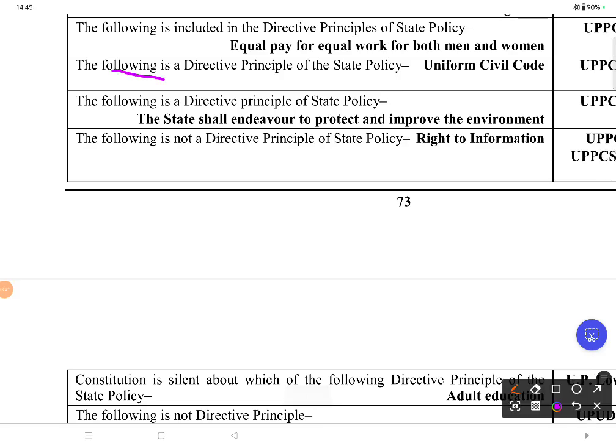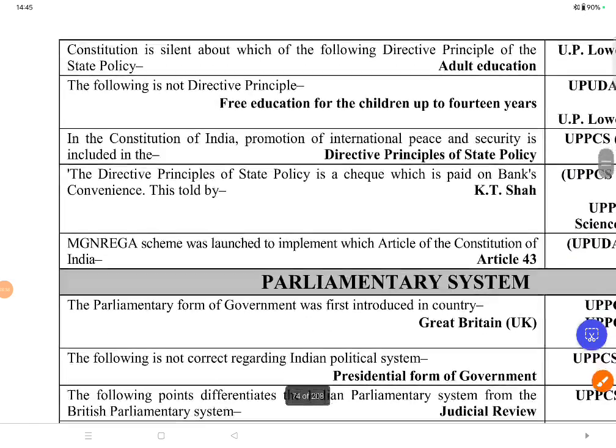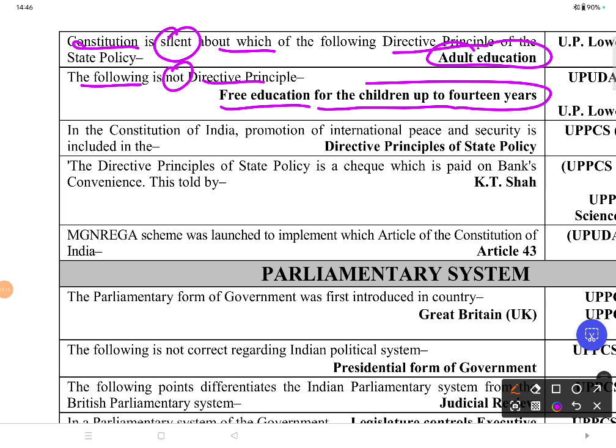The following is a Directive Principle of State Policy: Uniform Civil Code. The following is a Directive Principle of State Policy: the state shall endeavor to protect and improve the environment. The following is not a Directive Principle of State Policy, that is right to information. Constitution is silent about which of the following Directive Principles of State Policy, that is adult education. The following is not a Directive Principle: free education for the children up to 14 years.